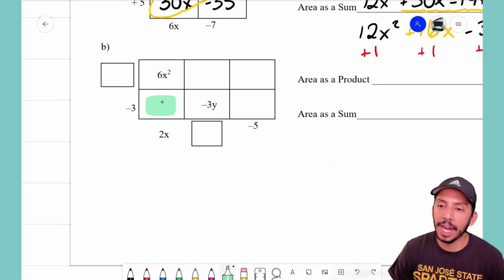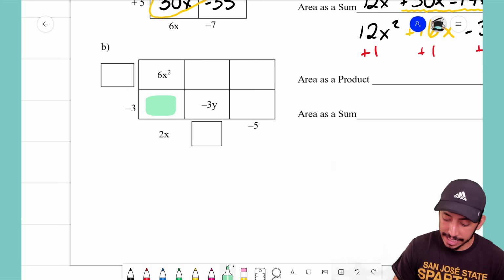I don't think it's going to be y. I don't think y goes here. I think y is going to pop up somewhere, Daniel, but I don't think it's going to go here. All right, Isabella's thinking negative 6x. I kind of like that, negative 6x.